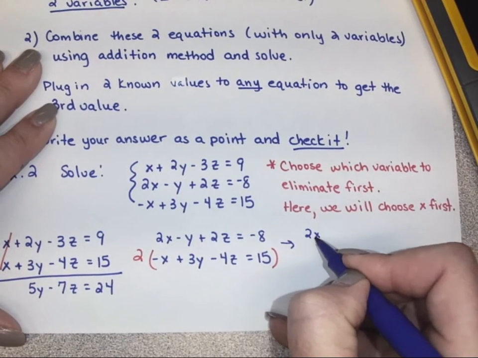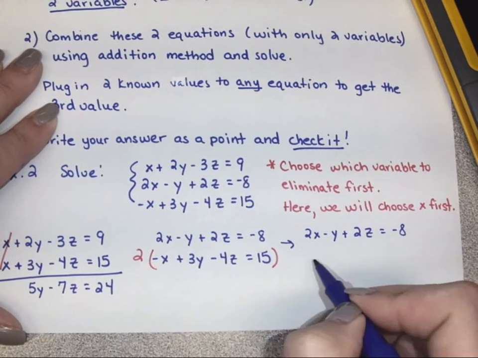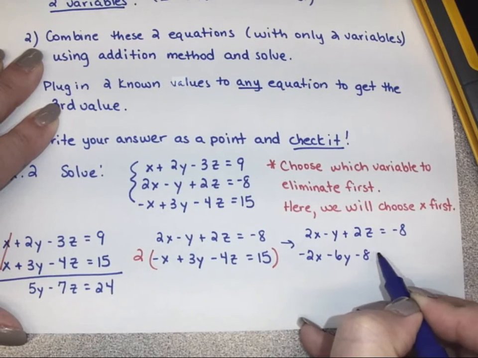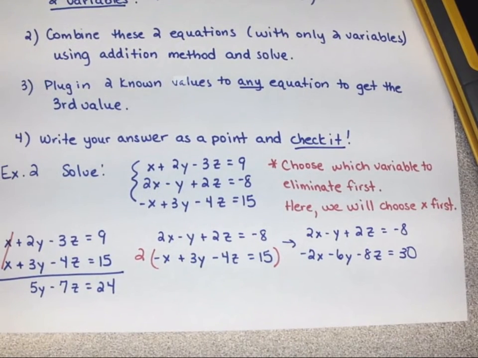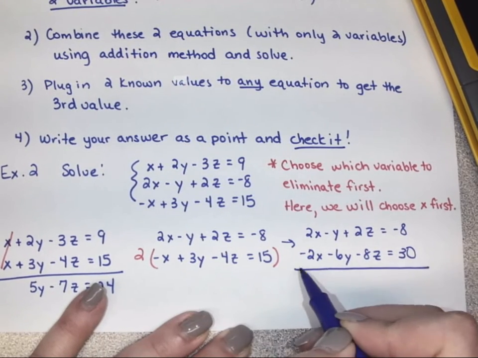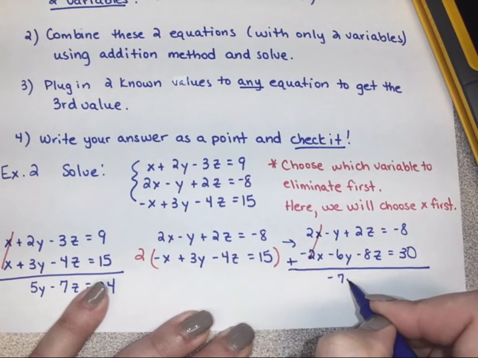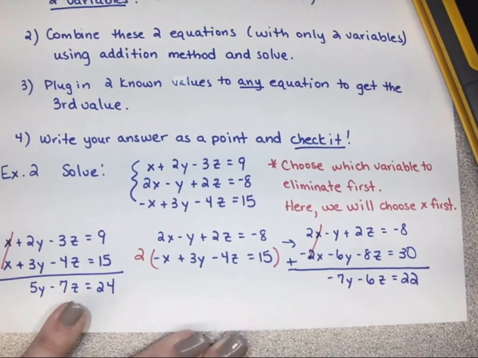So I'm going to get 2x minus y plus 2z equals negative 8. Nothing changed on the first equation. And then negative 2x minus 6y minus 8z equals 30. Notice everything got doubled, right? Not just the first term. So now when I combine these together, the x term's going to go away, and I'm going to get negative 7y minus 6z equals 22.